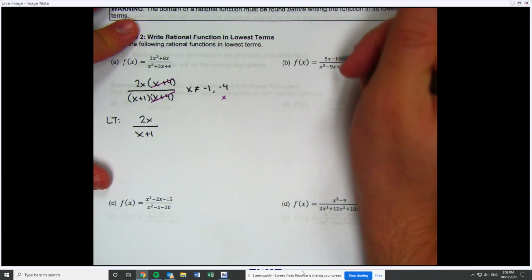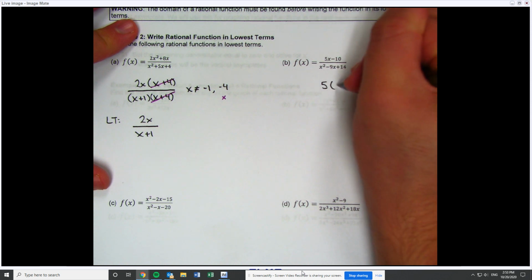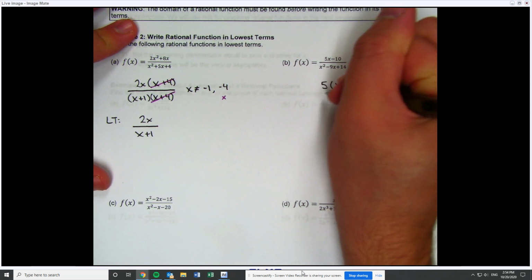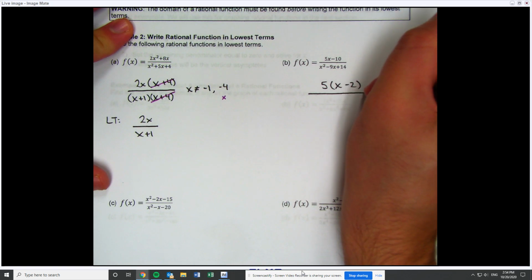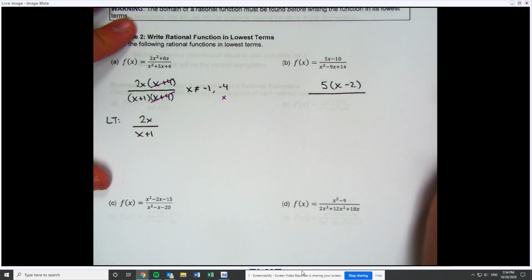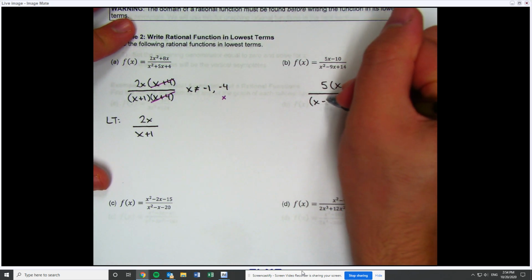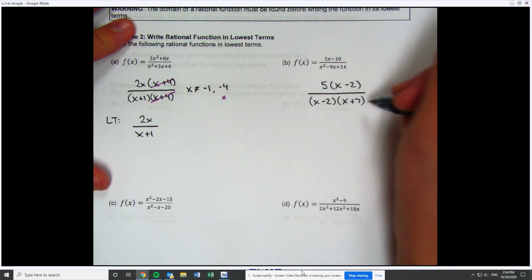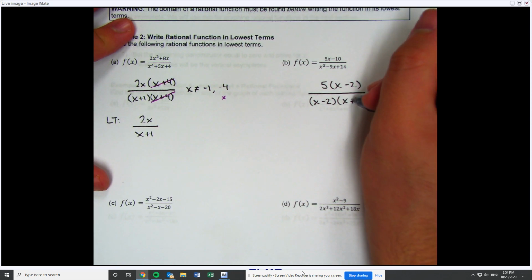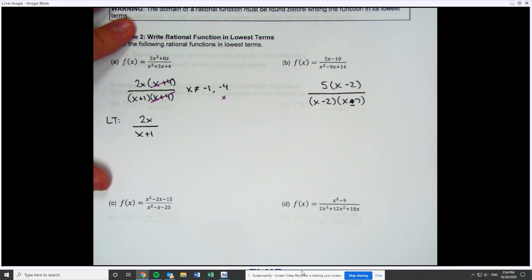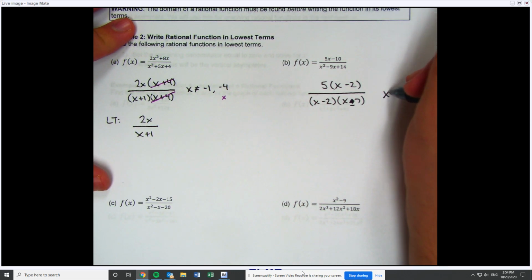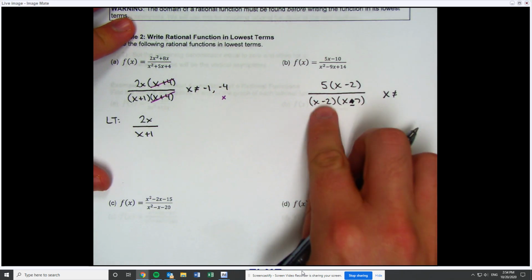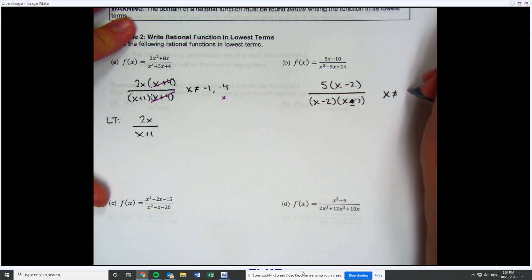Looking at this one, I see that I can factor 5 out. That leaves me with x minus 2. For my denominator, doing the ABC method, I see the two numbers that I need are going to be -2 and -7. Oh, no, not +7, -7. My bad. All right, so we got -7. Now, as far as the numbers that I cannot equal, x cannot be +2 and +7.